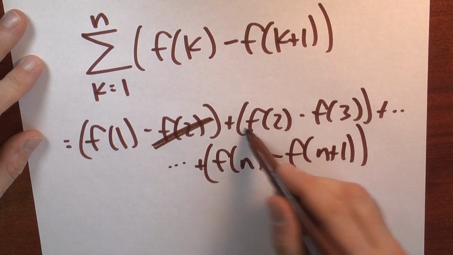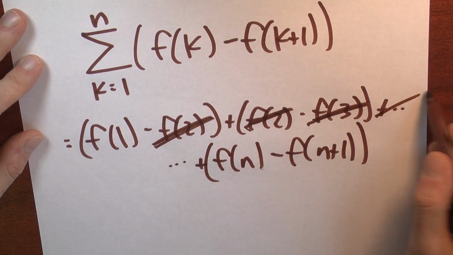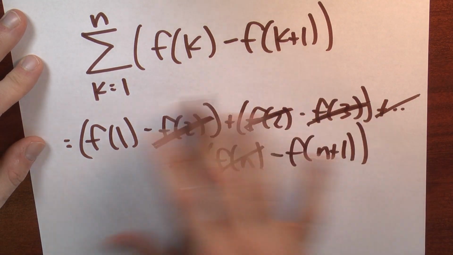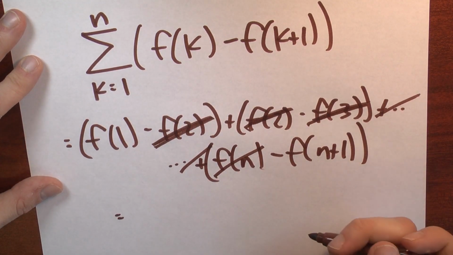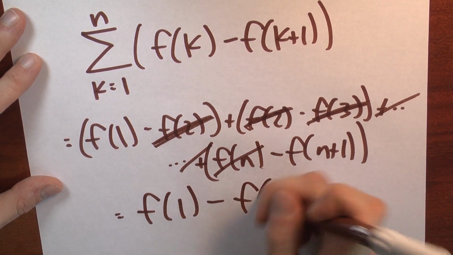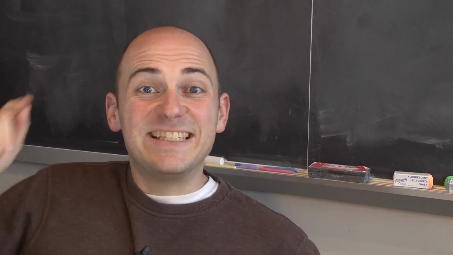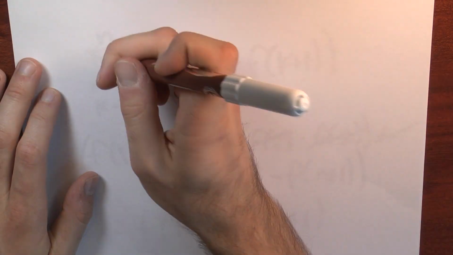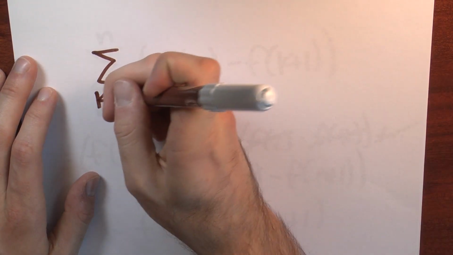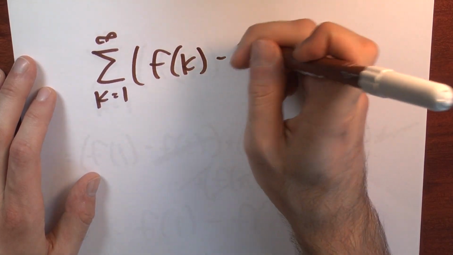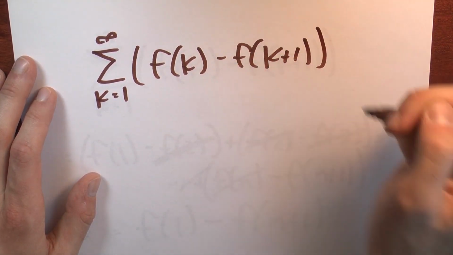And just like before, practically all the terms cancel. This f of 2 and this f of 2 cancel. This minus f of 3 cancels something. And the previous term here cancels this f of n. So this sum is equal to f of 1 minus f of n plus 1. And taking a limit lets us say something about the infinite series. So now suppose I want to calculate the sum k goes from 1 to infinity of f of k minus f of k plus 1.